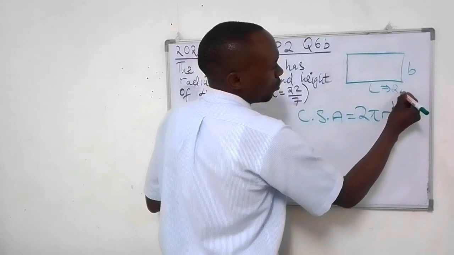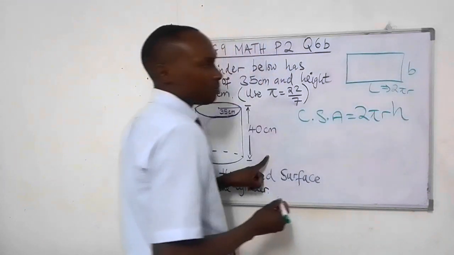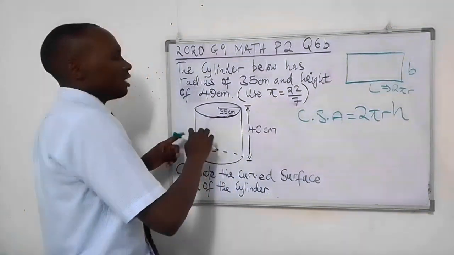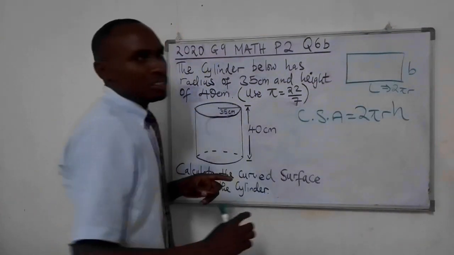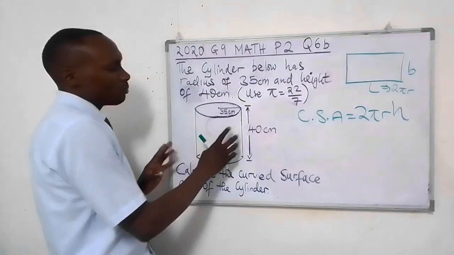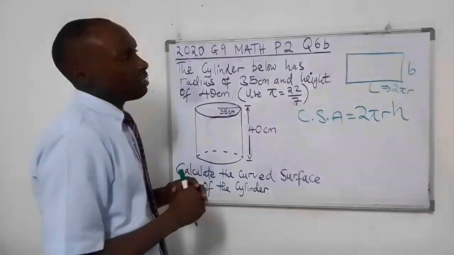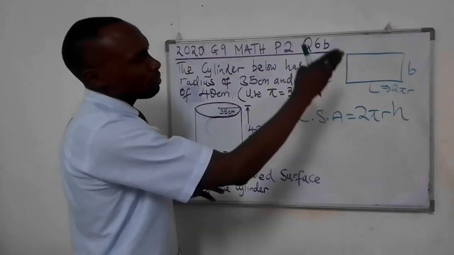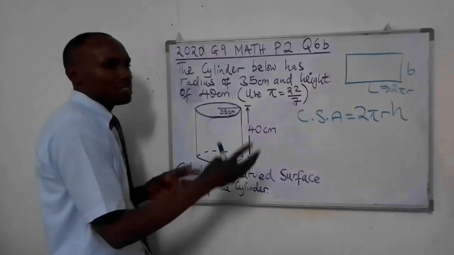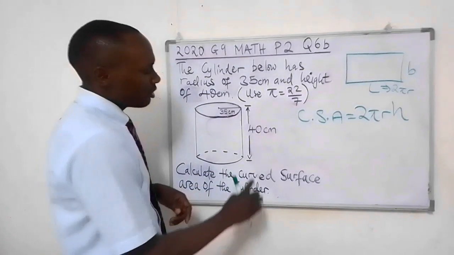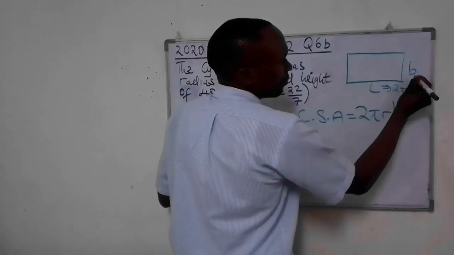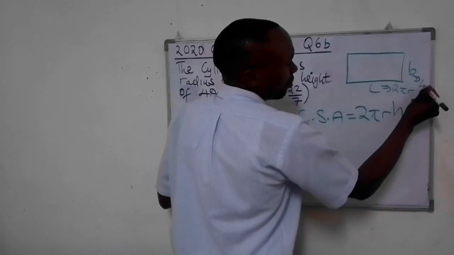So this is 2 pi r. Length changes to 2 pi r because the length of the rectangle is converted to the circumference when it comes to making a cylinder. Then about the breadth, the breadth just changes to height. Height is just the vertical distance from bottom to top. So for B, we'll just say this converts to H.